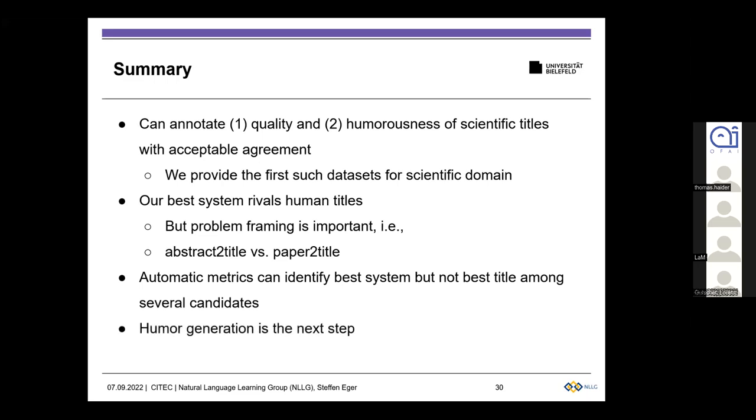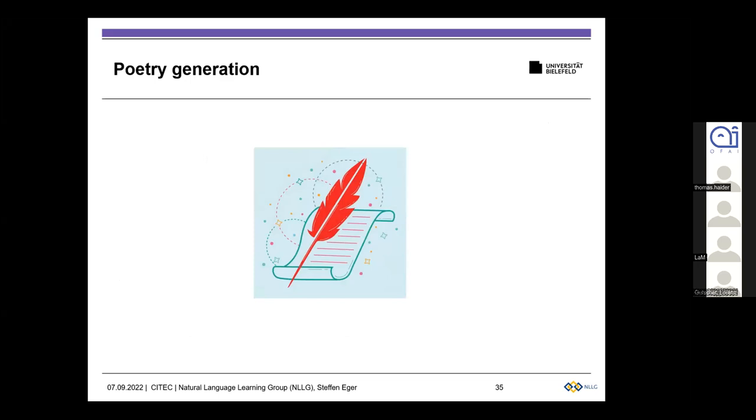So in future work, of course, we want to improve the metrics, maybe also the systems, but the immediate next thing that we want to try out is humor generation. All right, so this concludes my first part. Now in the second part, I want to talk about poetry generation.